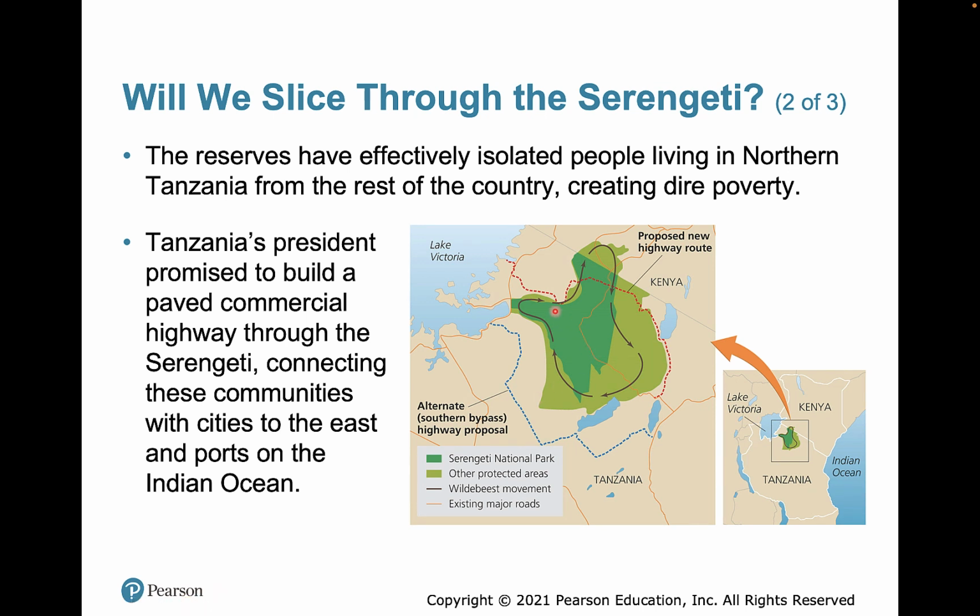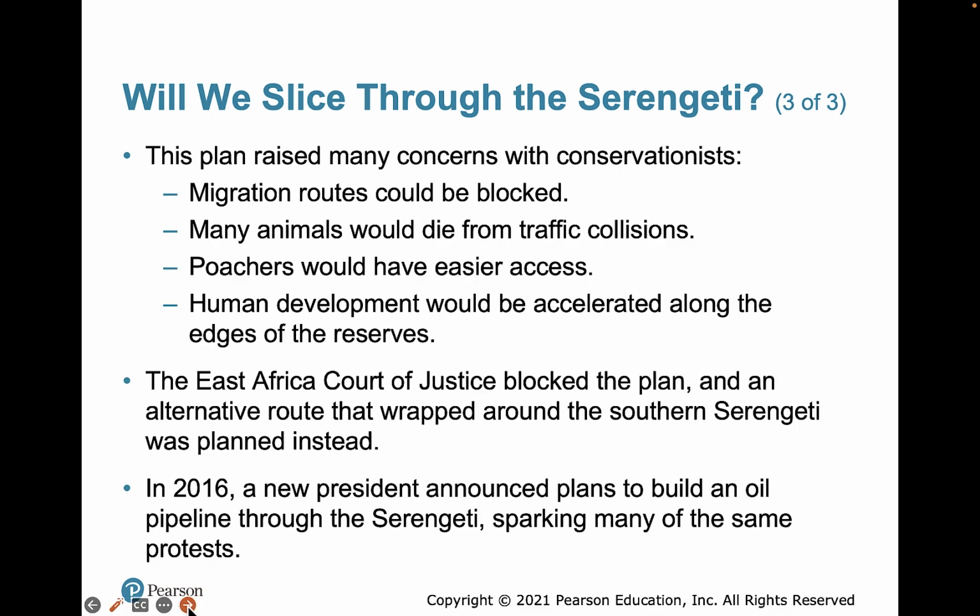So if you look here, this black-brown line is wildebeest movement. So this road would essentially cut off the northern part of the Serengeti from the southern part of the Serengeti, which could be problematic. So we're going to block migration routes. You would have animals dying from traffic collisions. If you think hitting a deer is bad, try hitting a wildebeest.